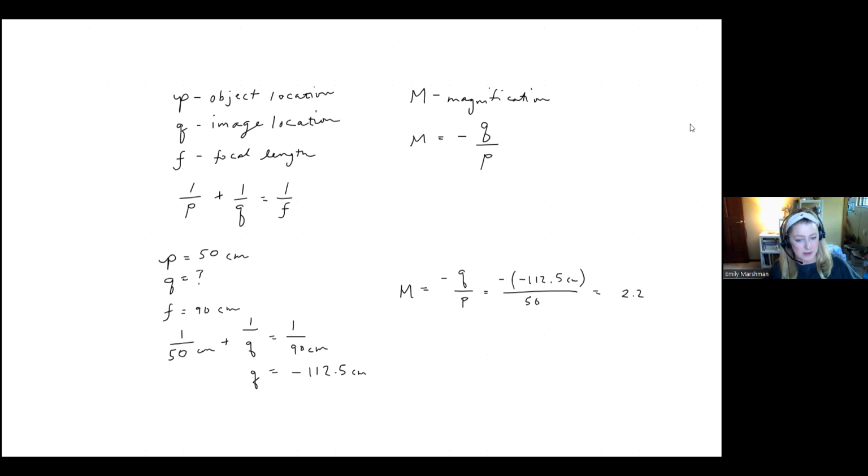So what do all these numbers tell me now? q is negative. That means that the image is located on the opposite side of the mirror from where the object was located. So the image actually appears behind the mirror. And the magnification is a positive number, 2.25. That tells us that the image is upright. It hasn't been flipped, it's still upright, and it's 2.25 times bigger than the object size, so it is increased in size.